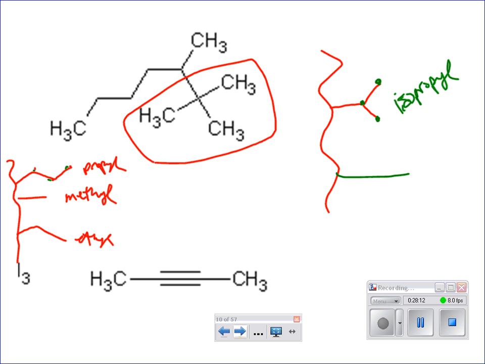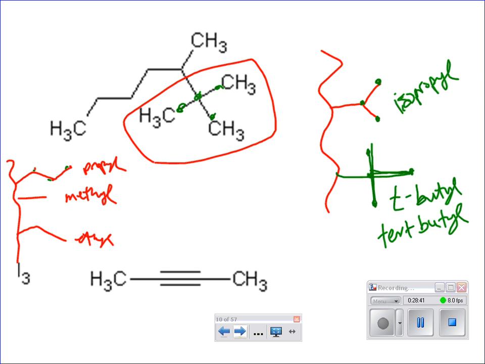And then the next group looks like this. How many are in this one? 4. So what do you think part of the name is? Butyl. What is that shape? T. It's called T-butyl, or also known as tert-butyl, and I'll take either. So that's what this group is. Do you see how it's a T? And there's 4 carbons in that T?